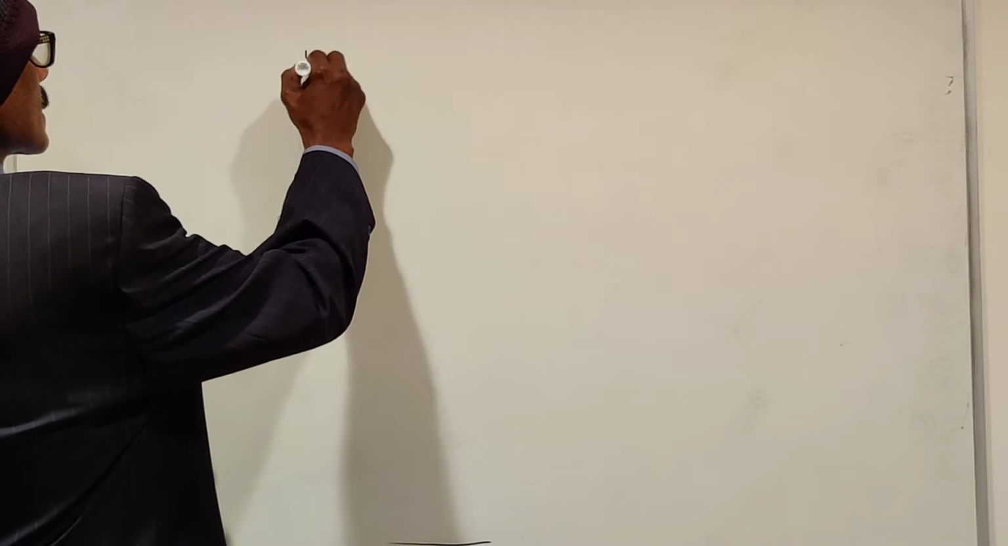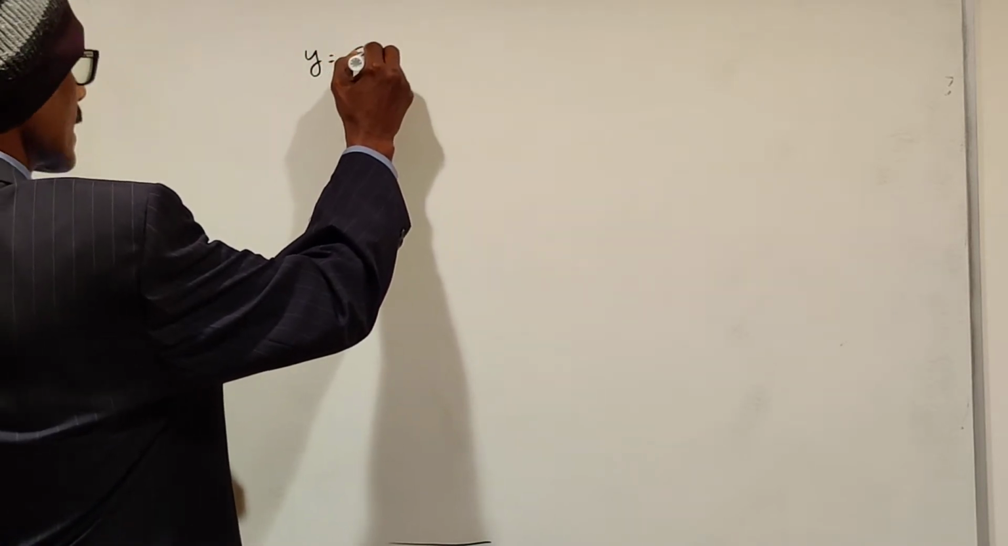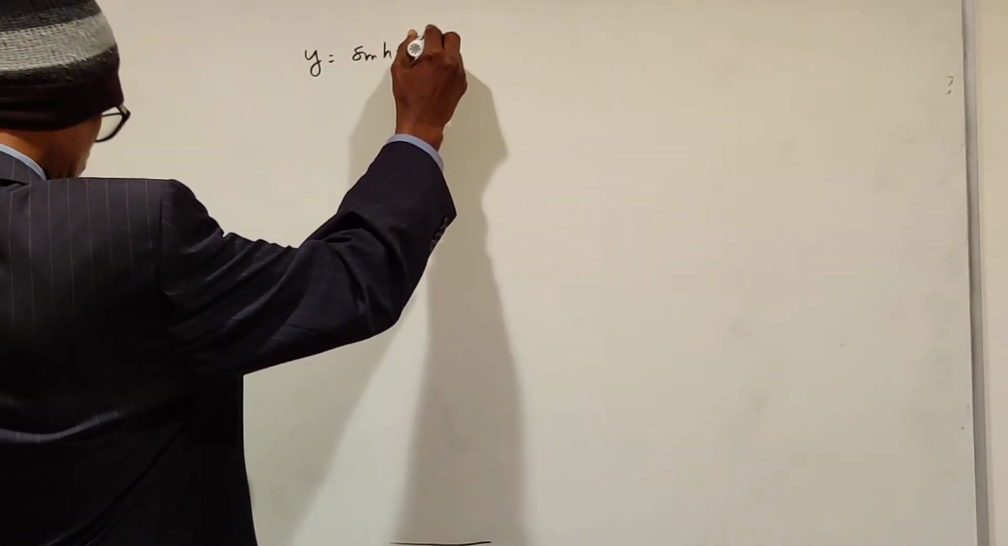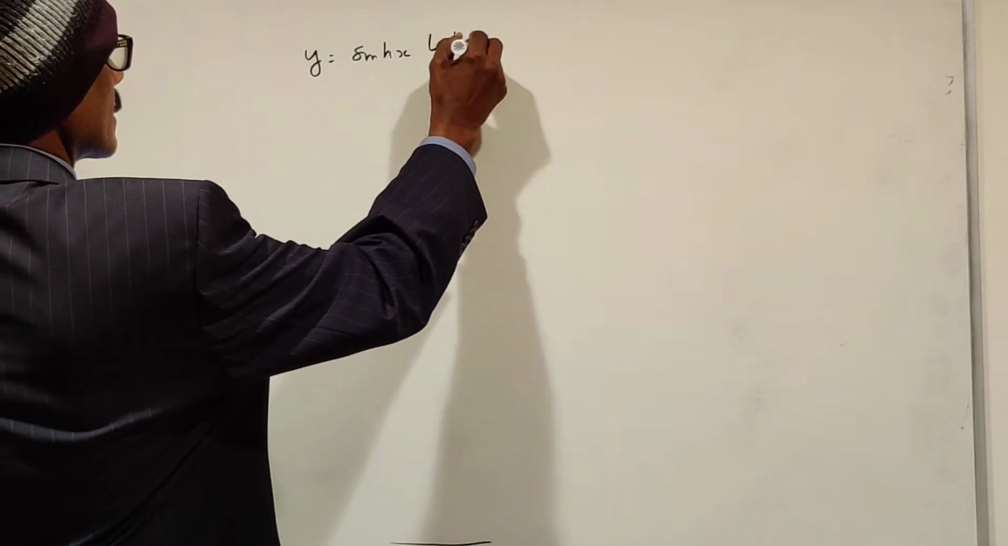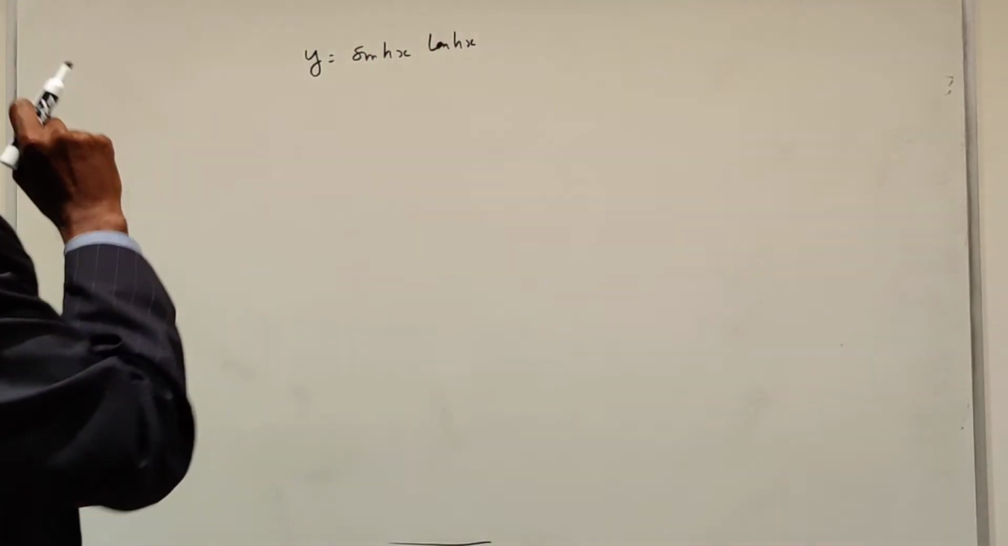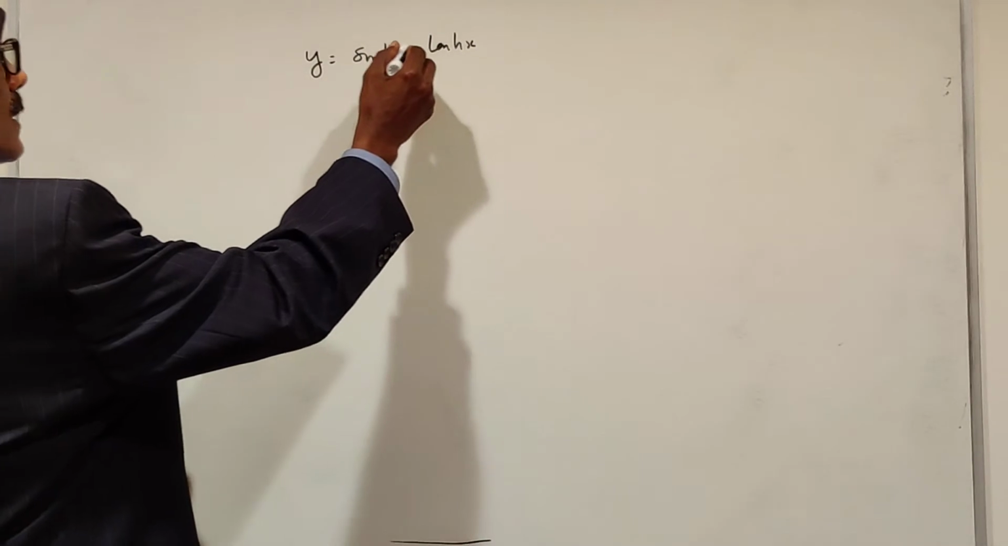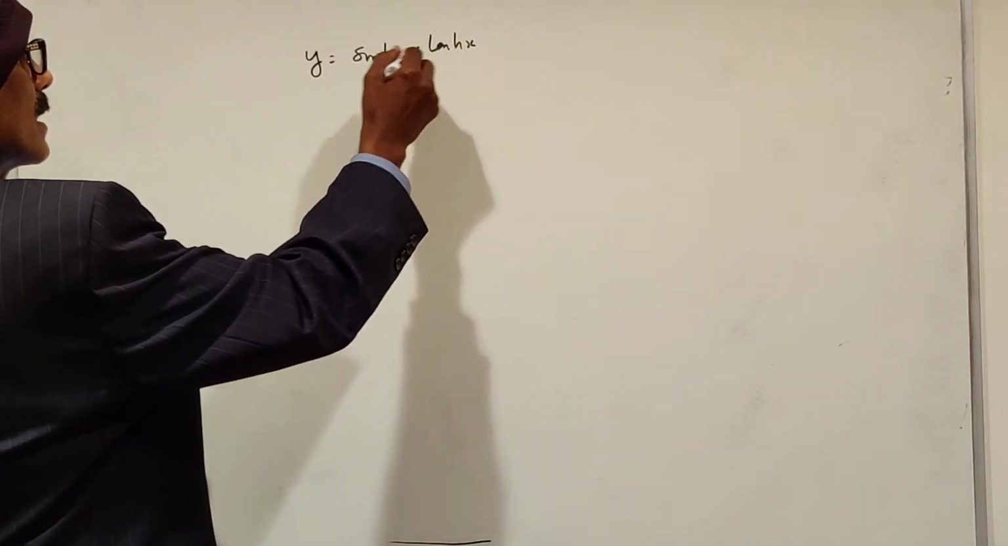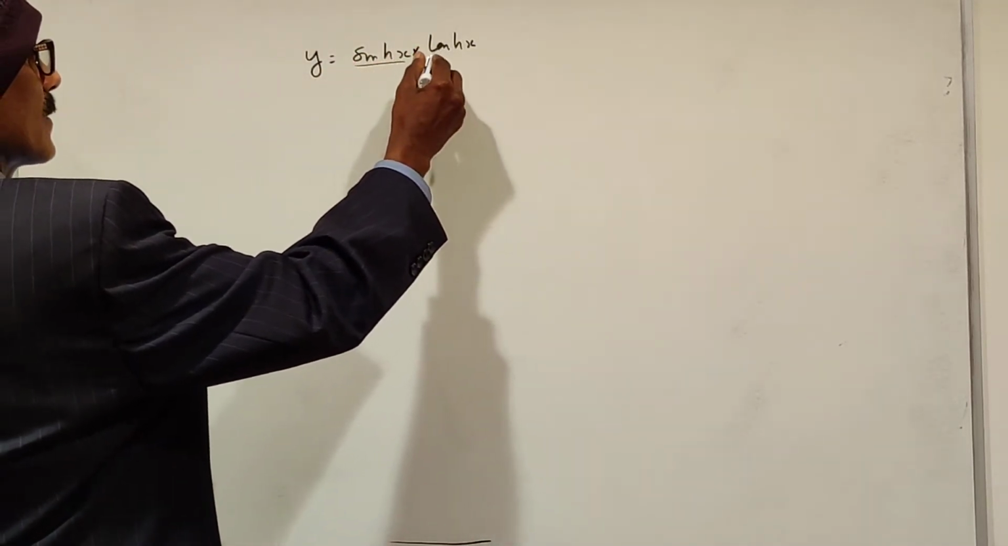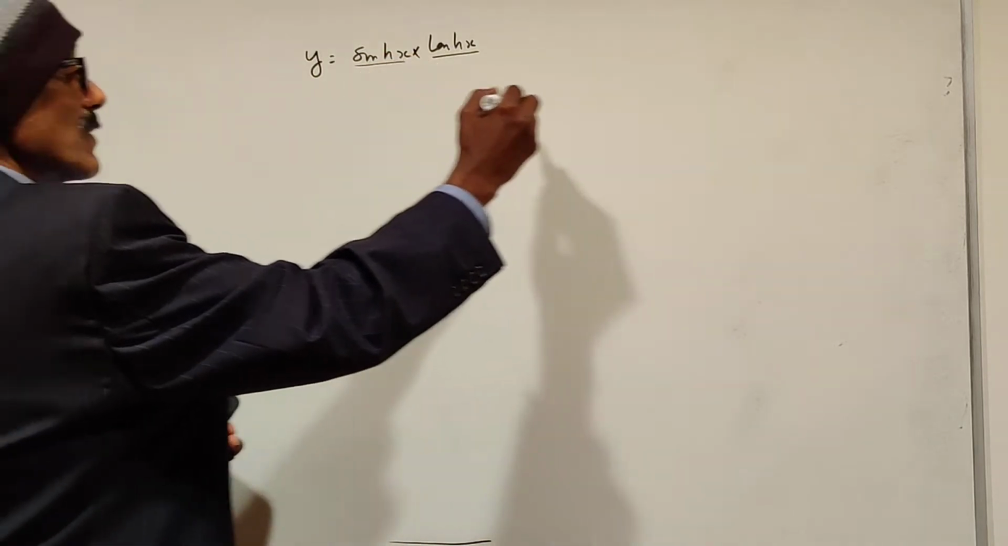Y equals sin hx tan hx. Okay, y is equal to sin hx tan hx. So see, there are two functions. One is sin hx, the other one is tan hx. What is the formula of differentiation?